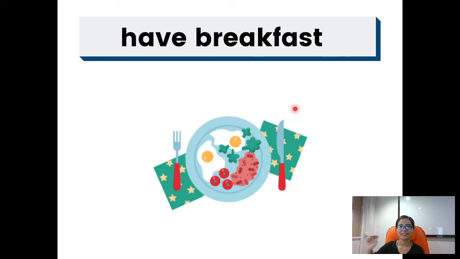Next is, what is it? There's food. So what is that food? Take a look at it. We have here cherry tomatoes, broccolis, sunny side up eggs. I think it's fried rice. I'm not sure, but this food or this dish is really yummy.